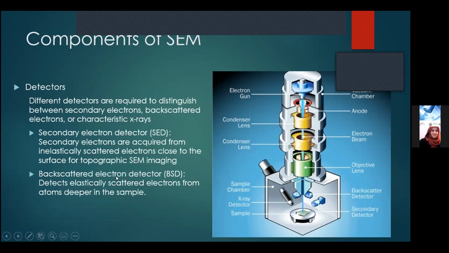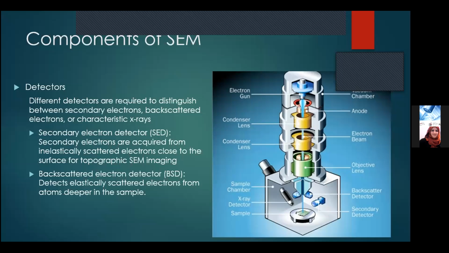Then we come to the detectors. We have various different detectors which are quite crucial for the analysis of the electrons that come from the sample and from the electron beam. These distinguished detectors are secondary electron, backscattered electron, and characteristic X-ray detectors. The first one is the SED, which is a secondary electron detector, and these secondary electrons are acquired from inelastically scattered electrons close to the topographic surface of the sample. This is very useful if you want to see the surface texture, like I've mentioned earlier.